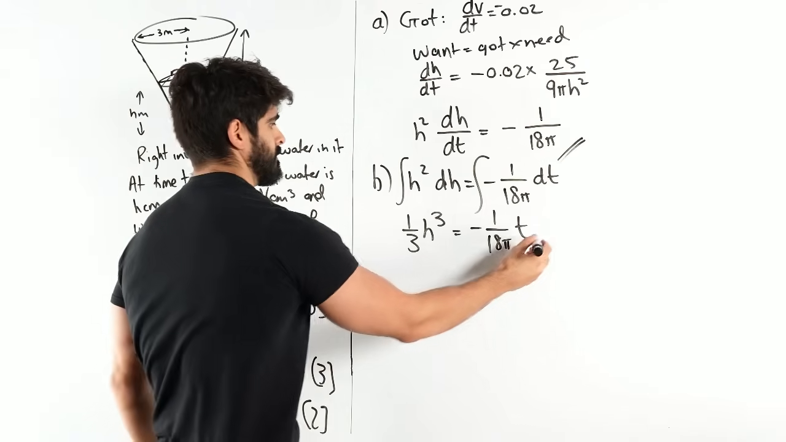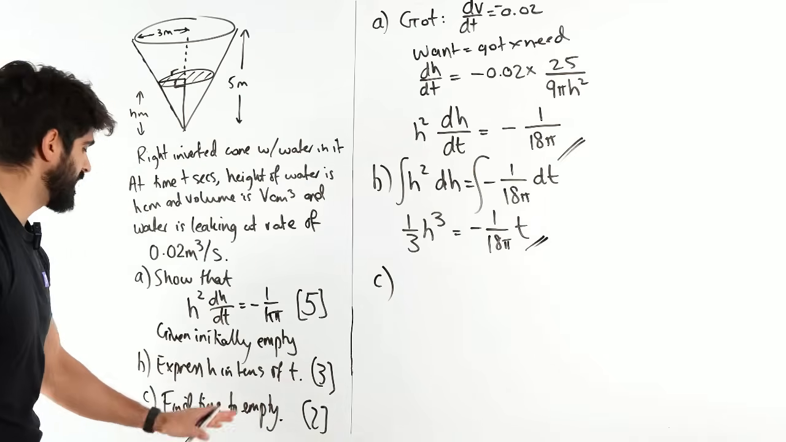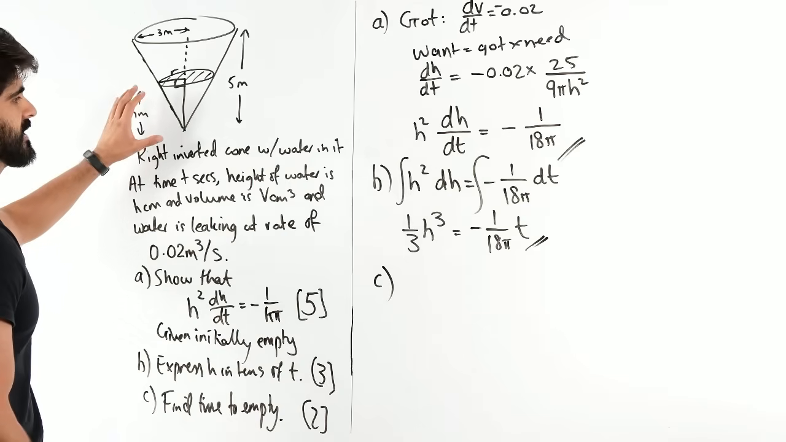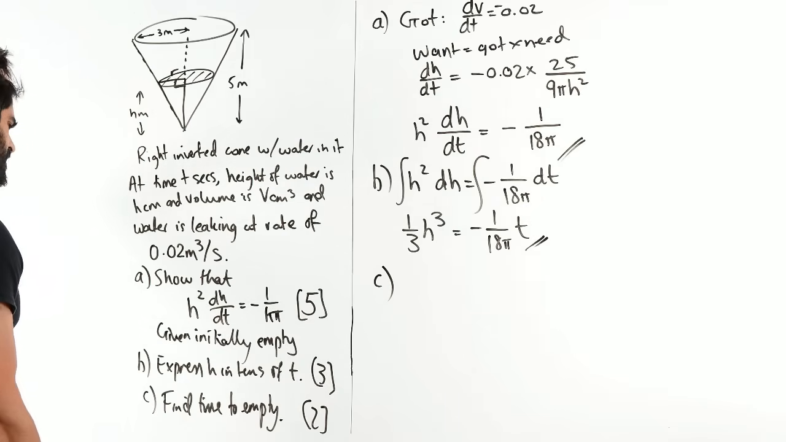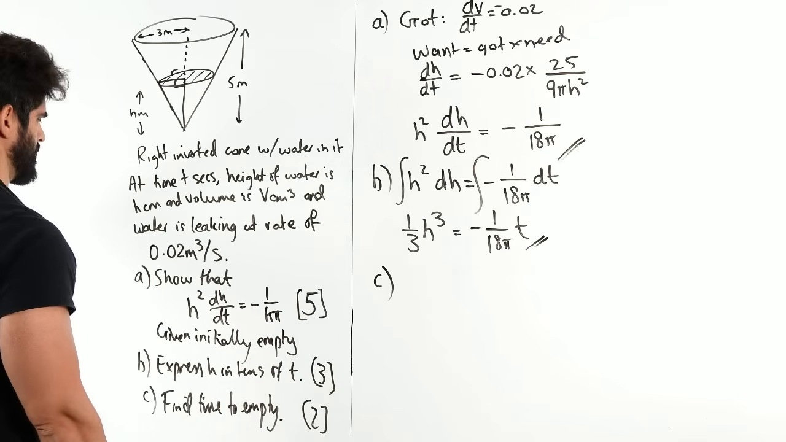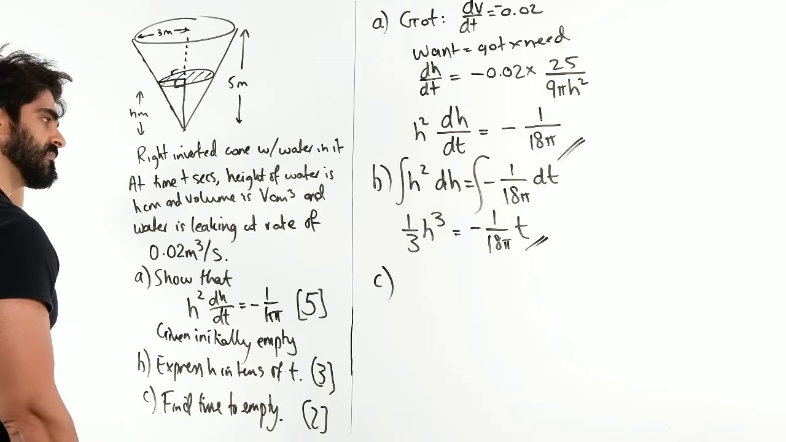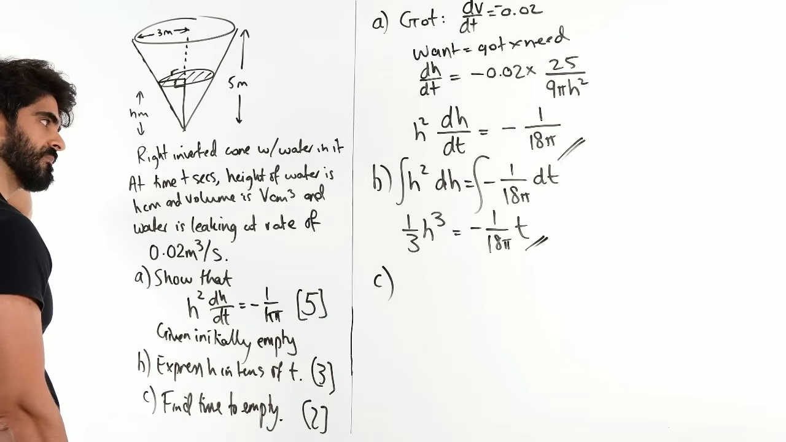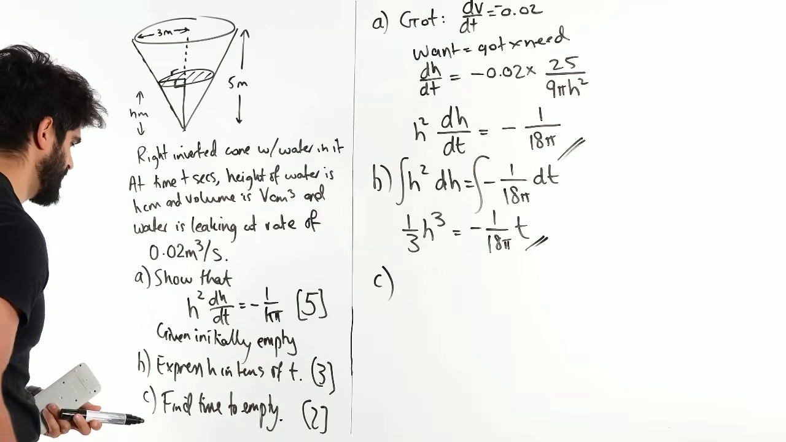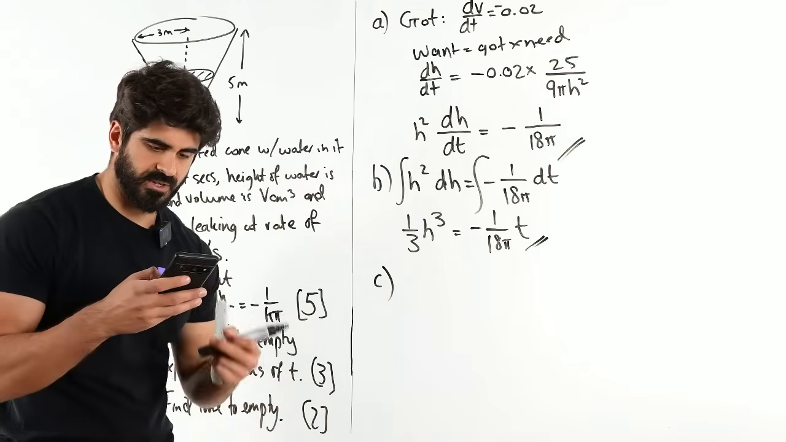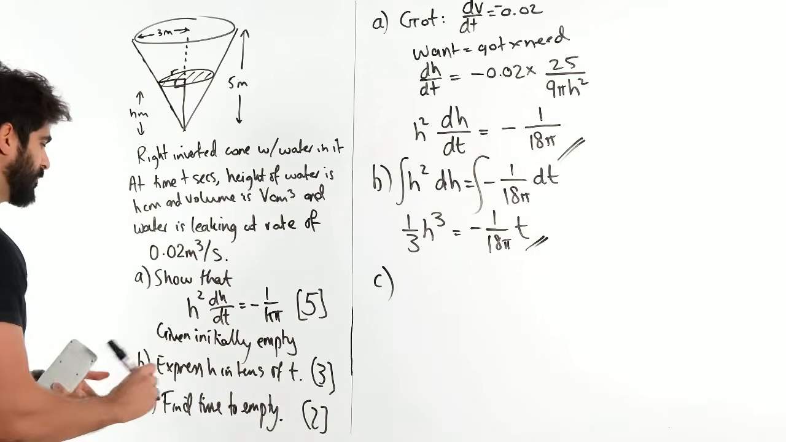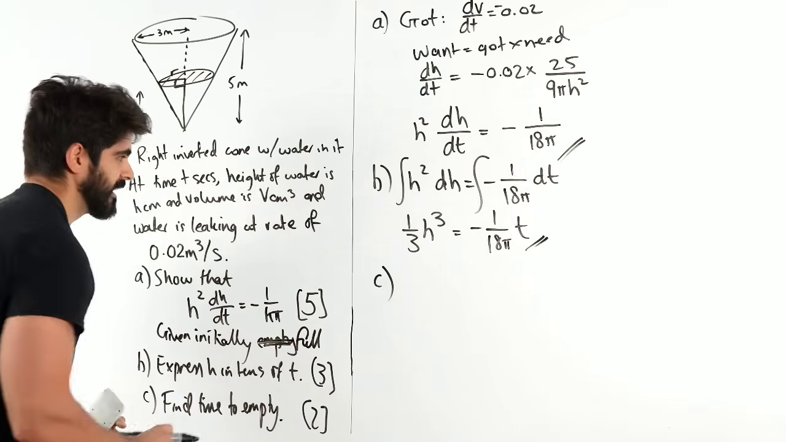Oh, that is it. Part C. Find the time to empty. Well, the time to empty is what? Wait, is C 0? Given the system is initially empty, when t is 0, h is 0. Wait. Given it's initially empty. Find the time to empty. What? I didn't read this properly. Given that the container is initially full. Ayo, nah. Ignore me.